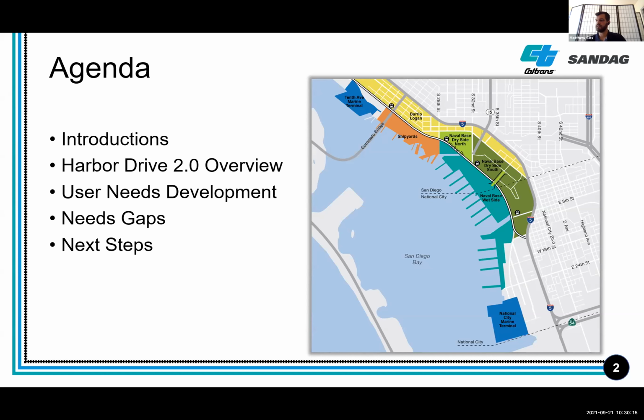As well, an important piece of the overall project area is that our project doesn't include just the Harbor Drive corridor itself. It also includes the arterials that connect between Harbor Drive and the interstate systems, whether that's I-5 or SR-15. So those include Cesar Chavez Parkway, Sampson Street, 28th Street, 32nd Street, and then in National City, we have West 8th Street and 19th Street.